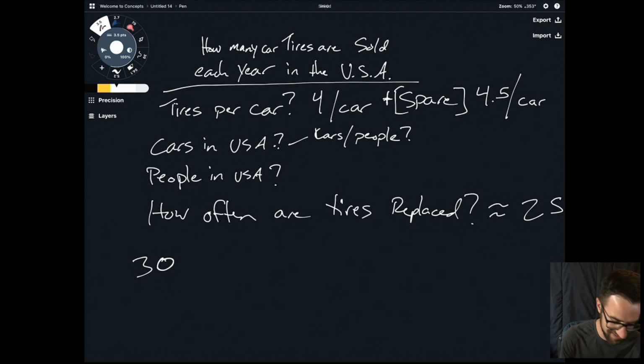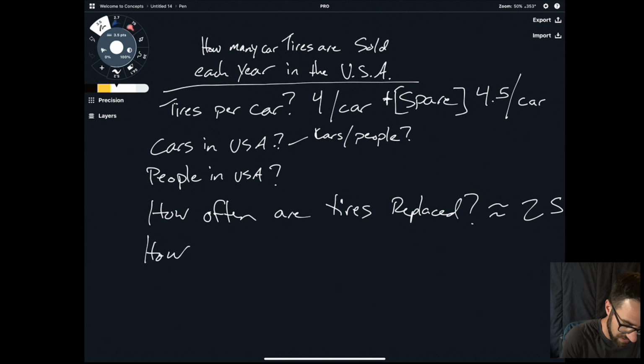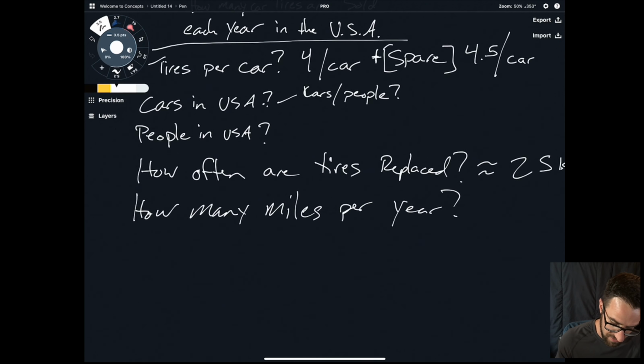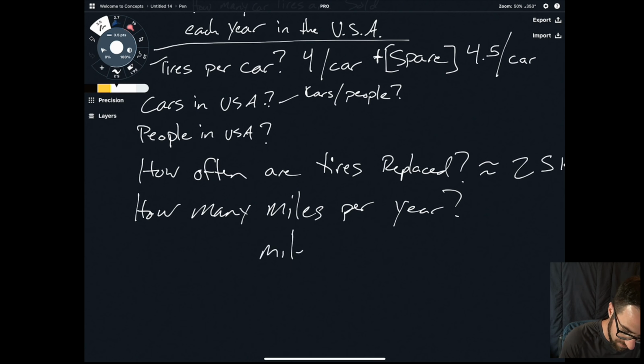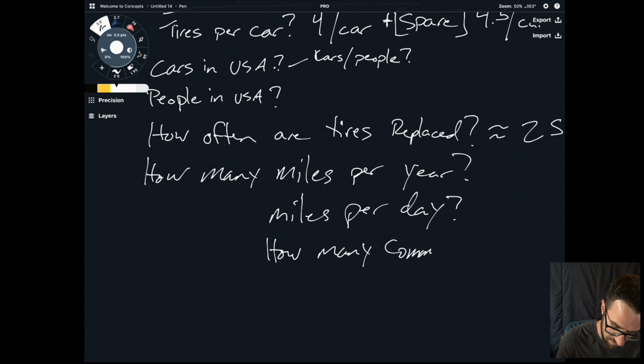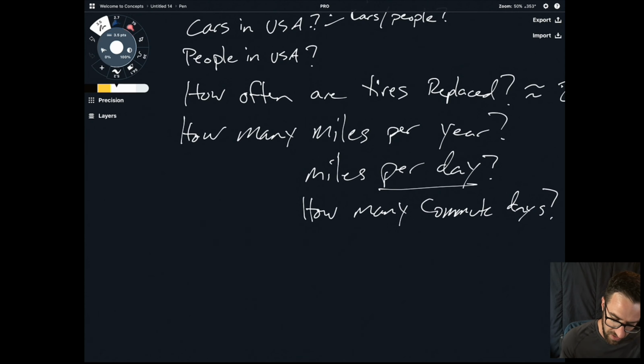Because this is the other question, right? So let me just make sure that we're thorough here. How many miles per year is what we're solving for right now? Miles per year? Well, that's going to tell us we need miles per day. And then to get that answer, how many commute days? Because not every day are they driving all those miles. So how many commute days?